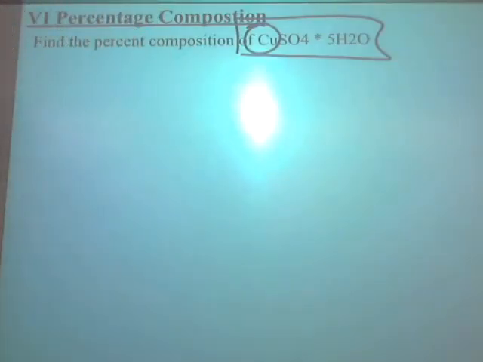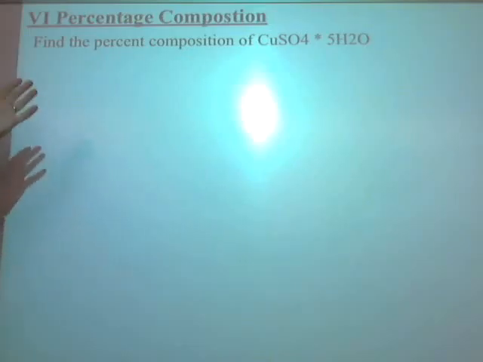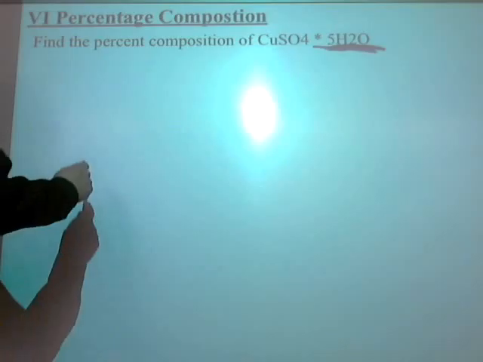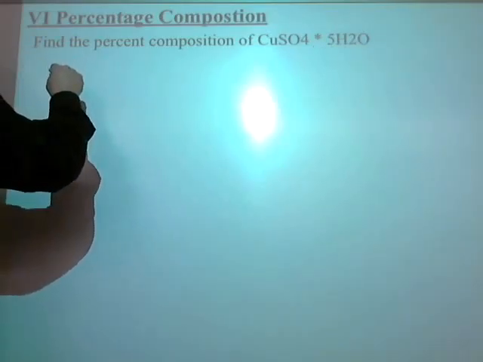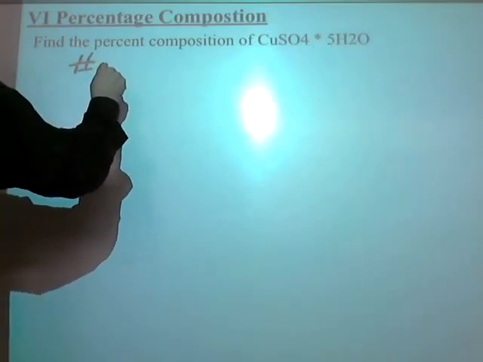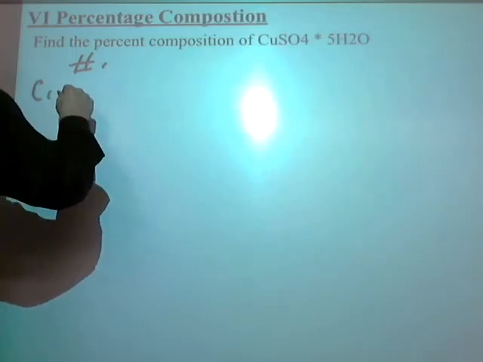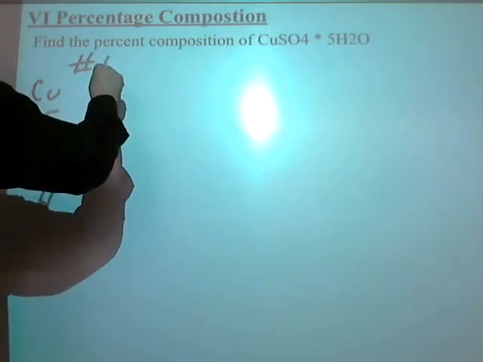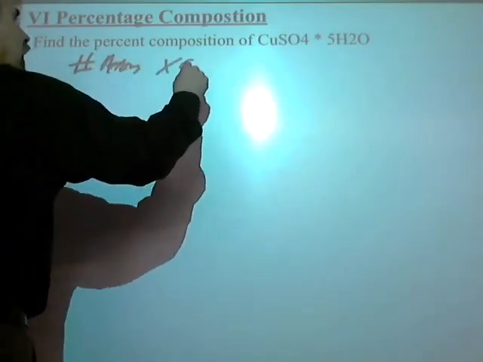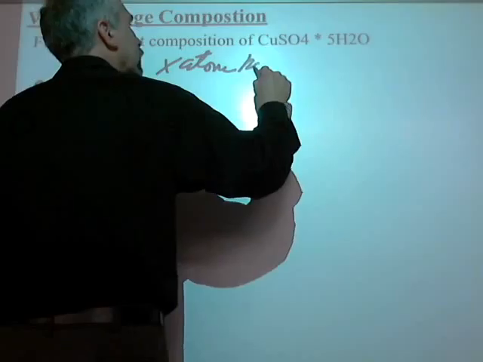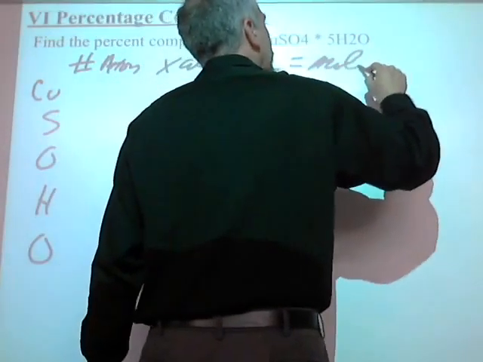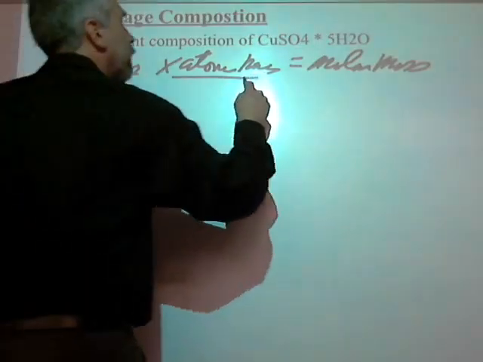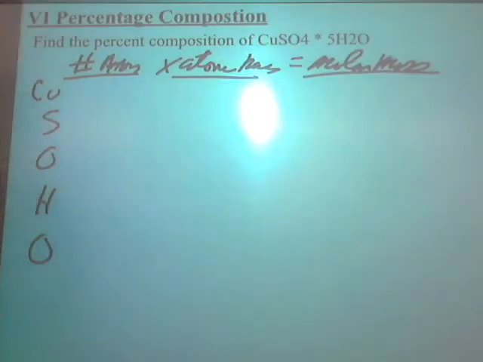So let's find the mass of the whole thing first. Let's find the mass of copper sulfate pentahydrate, because that one's a hydrate, so you've got to know how to use that too. So I would take the number of atoms of each one of these, copper, sulfur, oxygen, H, and O, times their atomic mass to get the molar mass. That's your whole, that's your total, right? Number of atoms times the atomic mass equals the molar mass.